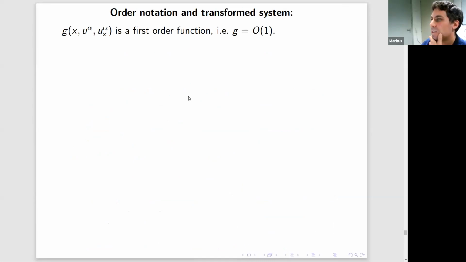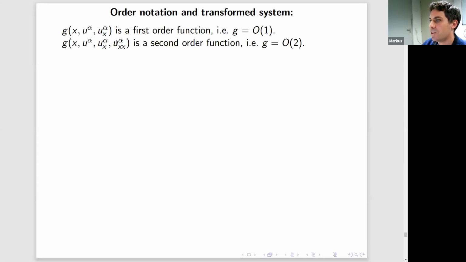Okay, and then I need one more notation, the last one, but it's very easy to understand. You have a function g defined on the first order jet space. Then I simply write that this is a first order function, because only first order coordinates show up, not higher order. It's not Landau notation, this O, it's just a notation for the order of a differential expression. So here you have second order coordinates involved, so I would write g is a second order function, and so on, also for higher order.